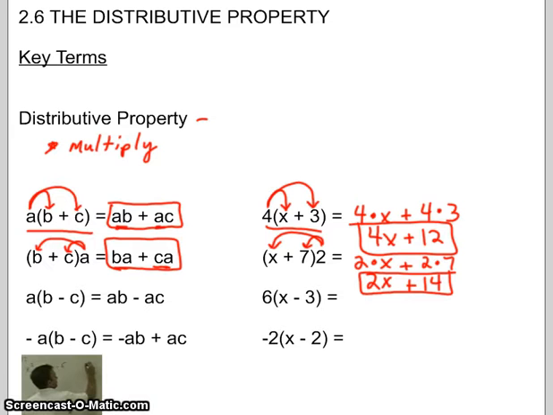Third example, we deal with a negative sign or subtraction. So we have a times b minus c. So we do a times b, which is ab, and then a times c, which is minus a times c. How it would look here is 6 times x minus 3, so we do 6 times x, minus, so bring the minus sign over, and then 6 times 3, which is 6x minus 18.